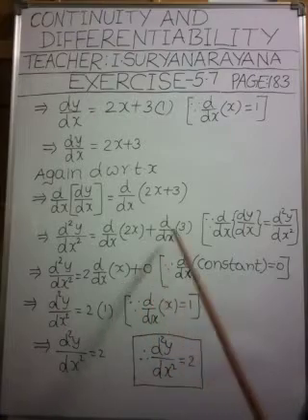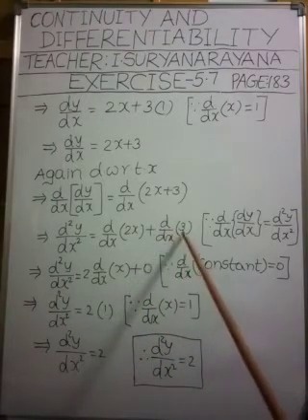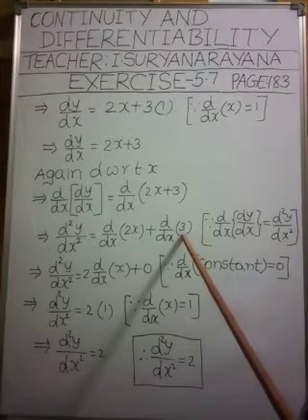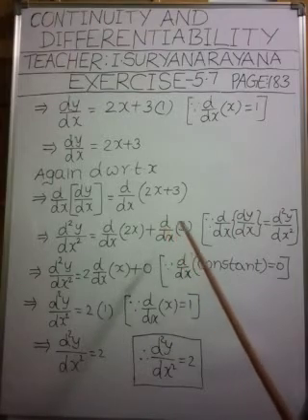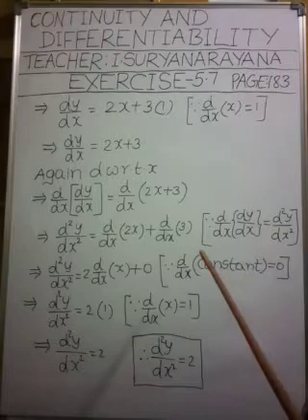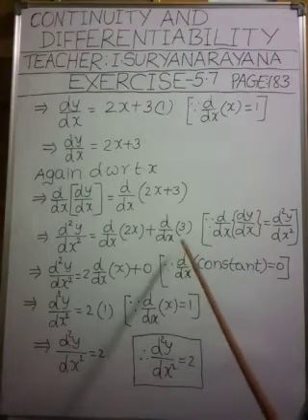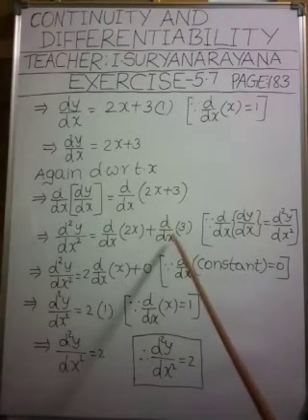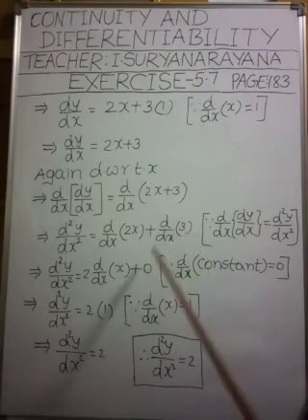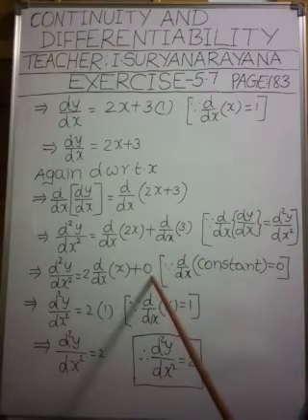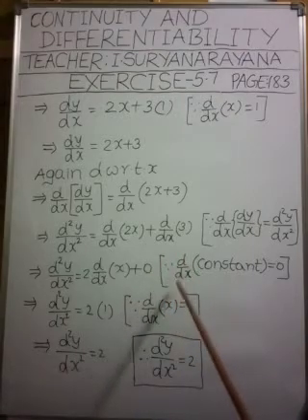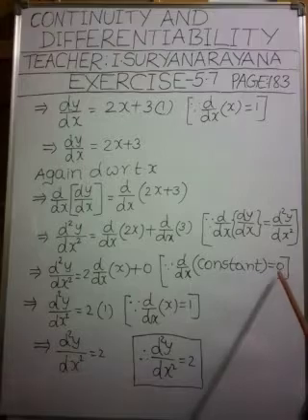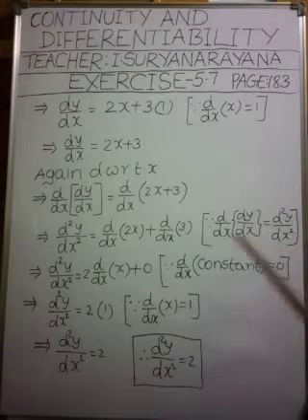Plus, come to the second term, d by dx of 3 is there. Is there any variable in this term? No. So what is this term called? Constant term. Then what is the differentiation of this function? Differentiation of a constant function is 0. So d by dx of any constant is 0. So we wrote here 0. Understood this term, my children? Since d by dx of constant is equal to 0. Understood this step, my children?